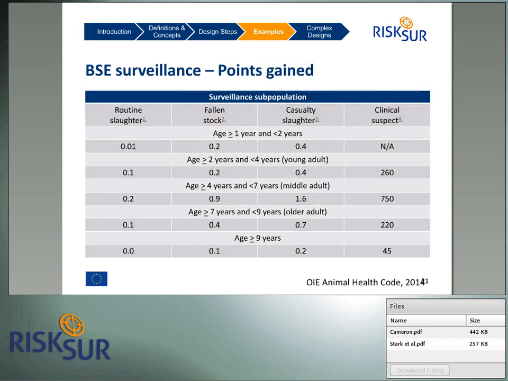Going back to the points that can be collected, this table shows how many points can be gained by checking one animal of a certain age category and exit route or stratum. Can you find the combination that is yielding most points? The intention of this table is to make sure that countries are focusing on high-risk animals by offering an incentive, that is, more points. It is also clear that it may be more difficult and more costly to recruit an animal as a clinical suspect rather than one in routine slaughter.